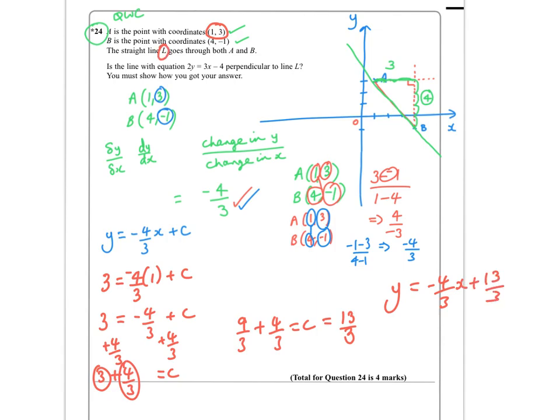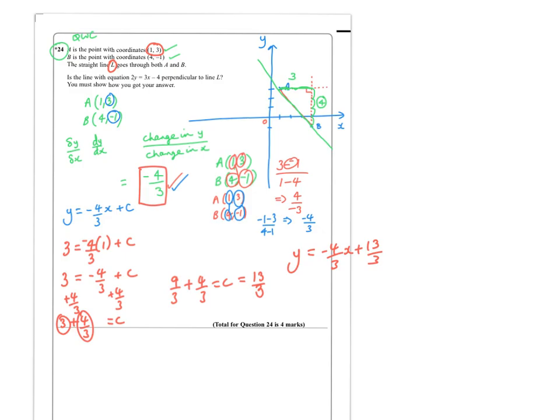So that's done. It says, is the line with the equation 2y equals 3x minus 4 perpendicular to the line L? You must show how you got your answer. Well, when I did this question here, I did a little bit more than was necessary, which is absolutely fine because I'm trying to teach you a little bit about straight lines as well. So you would only have needed to go this far to start with to find its gradient, and then what you'd have to do is compare it.